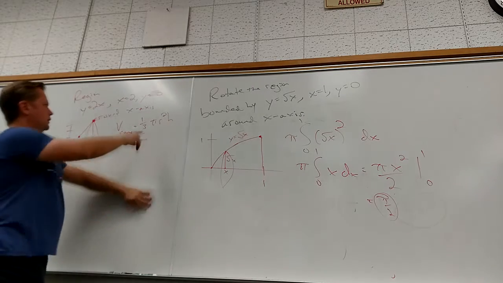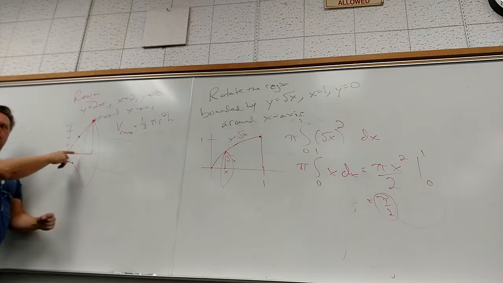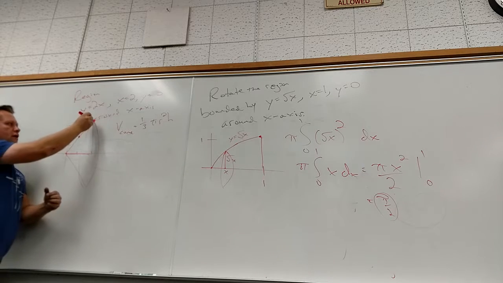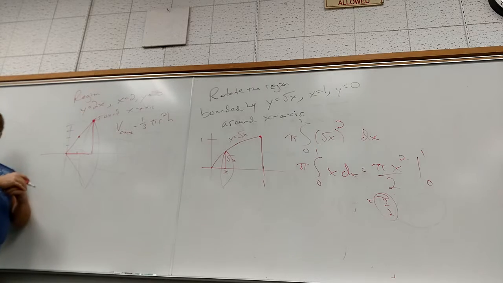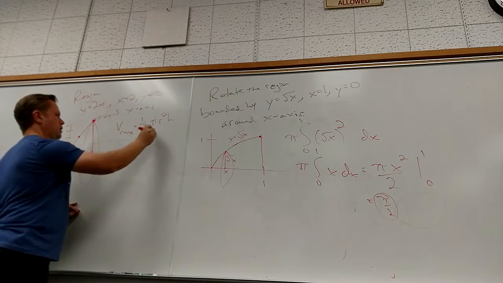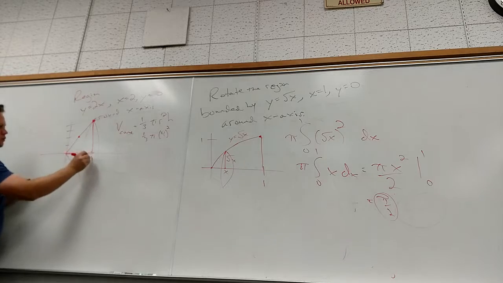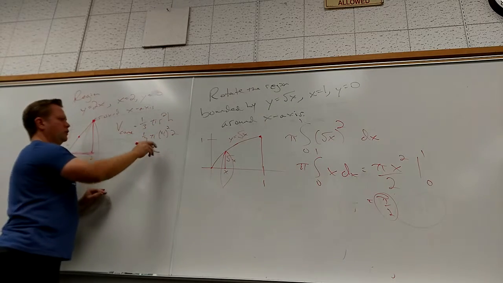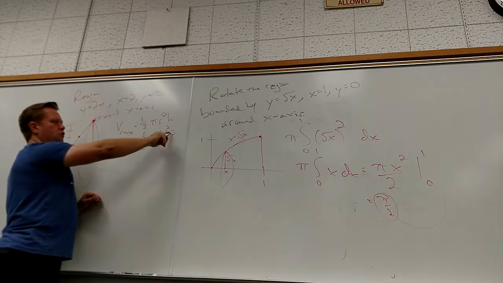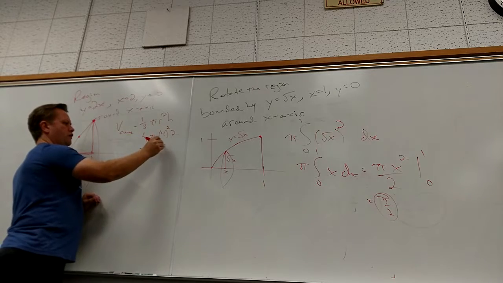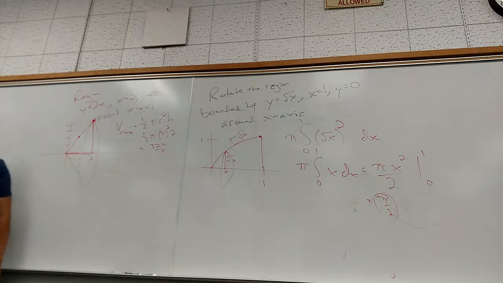So what is the radius of this cone? And when I say radius of cone, it's like at the extreme. 4. So this will be 1/3 pi 4 squared. And what's the height of the cone? 2. So when we do the calculus, we should get 32 pi over 3. So if the calculus doesn't come out to that, it's not calculus' fault, it'll be our fault.